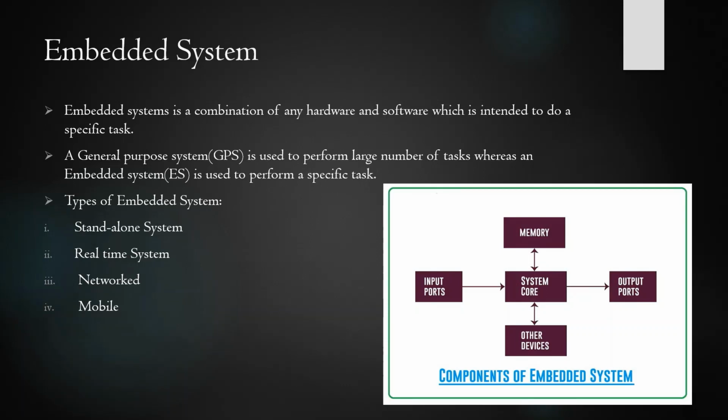Types of embedded system. The first one is standalone system, second is real-time system, third is network, and last is mobile. And these are also the components of an embedded system. The first one is memory, then the system core, then input ports and other devices such as embedded system devices, and the output ports. These are the components of an embedded system.